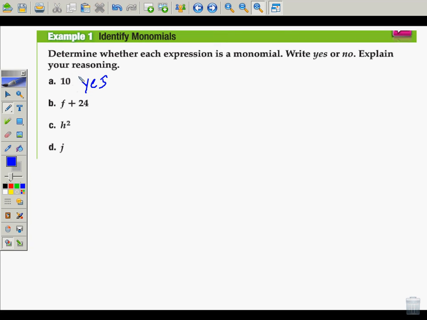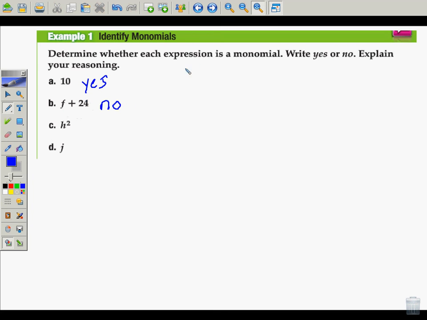And since we just said you can't have addition or subtraction in order to be a monomial, we know that b is not a monomial because there is addition. F plus 24, we have 2 terms, f and 24. Since this is 2 terms, it's not a monomial. It's not one term.